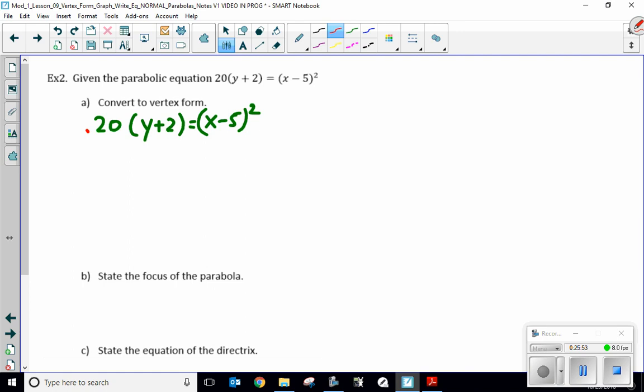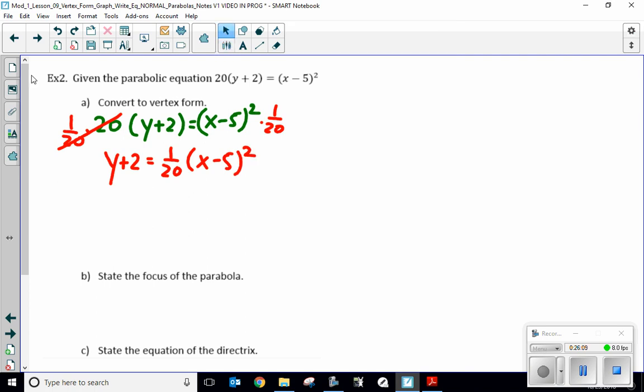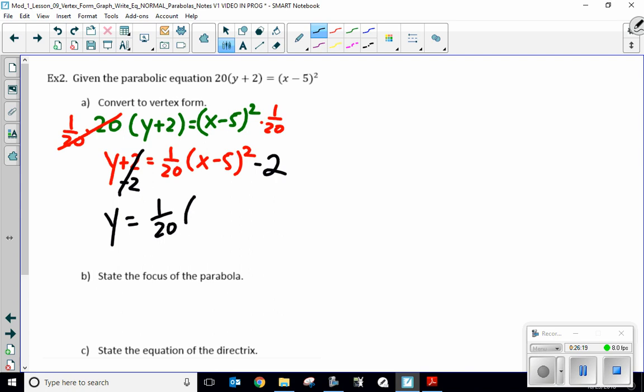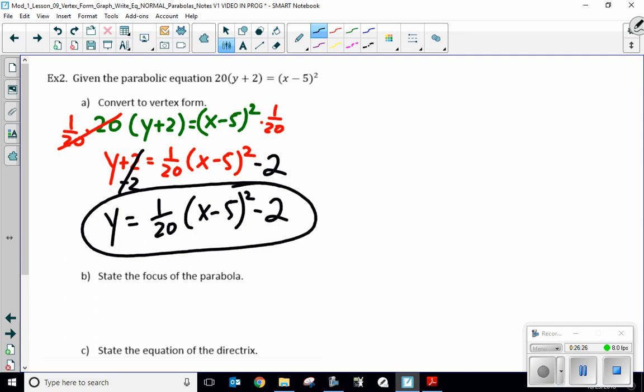I'm going to multiply this by 1/20th because that will cancel here. So I have y plus 2 equals 1/20th times x minus 5 squared. And this is a layup. The last thing I do is subtract 2. So my equation is y equals 1/20th times x minus 5 squared minus 2. That was nice and easy. Gotta love it. All right.